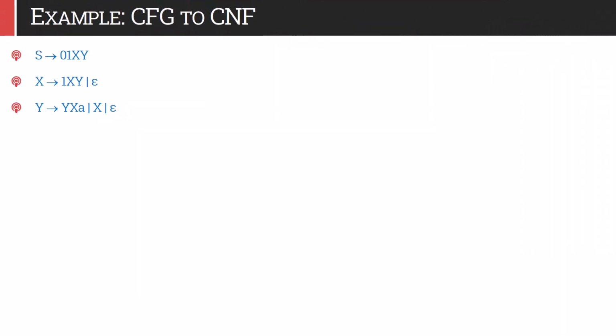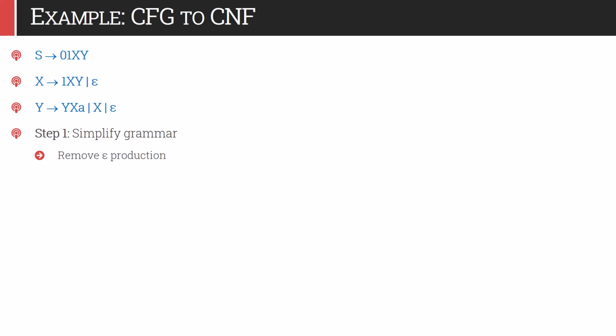Let us discuss one more example. First step, we need to simplify the grammar. To simplify the grammar, we have to follow 3 steps. First, we will remove the epsilon production. So X is nullable, Y is nullable, but S is not nullable because S is having 0 and 1 as well.